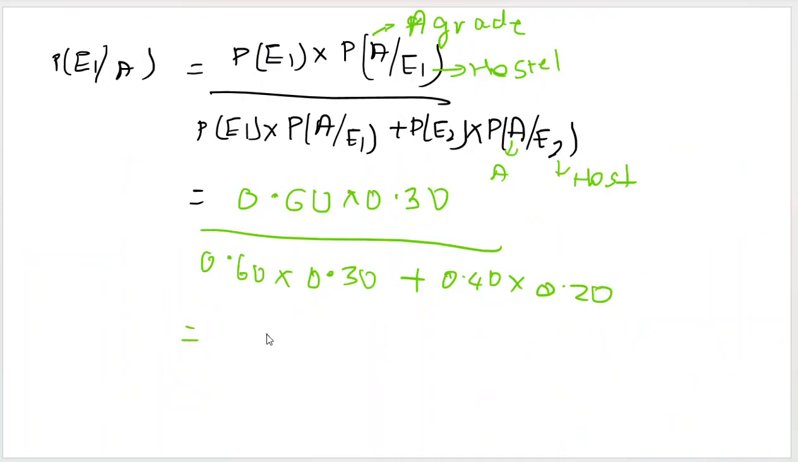So when we multiply, we get 0.18 upon 0.18 plus 0.08. So this is 0.18 upon 0.26, some value you will get. So this is the probability.